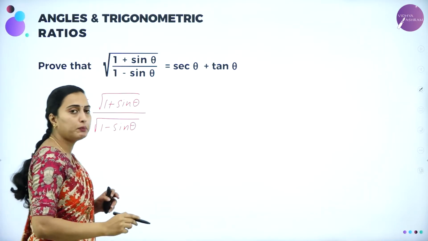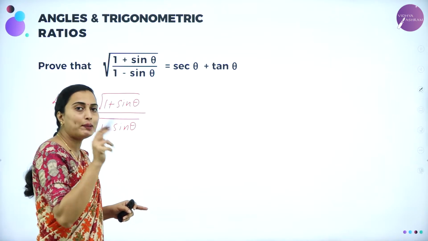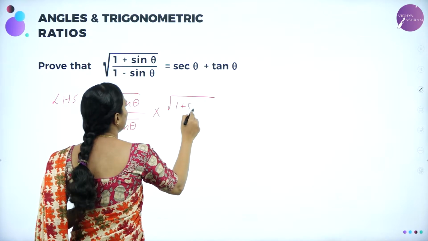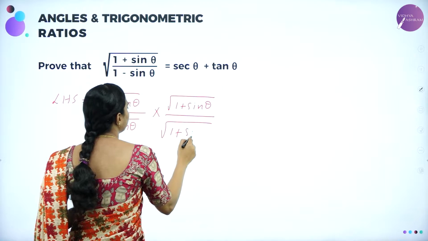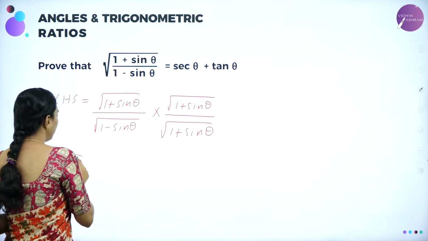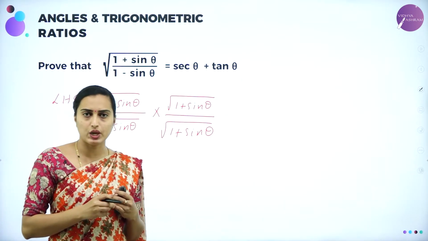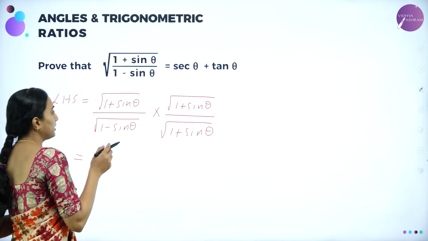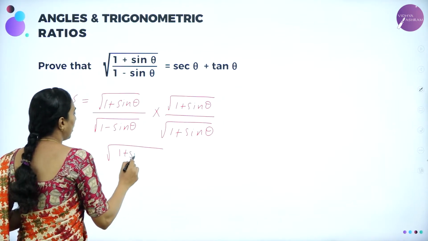Now, I am going to multiply by the conjugate of the square root of 1 minus sin theta. Conjugate will be 1 plus sin theta. Therefore, multiplying square root of 1 plus sin theta divided by square root of 1 plus sin theta. Now, the numerator will be square root of 1 plus sin theta into square root of 1 plus sin theta. Square root of a into square root of a is nothing but a squared. Therefore, square root of 1 plus sin theta whole squared.